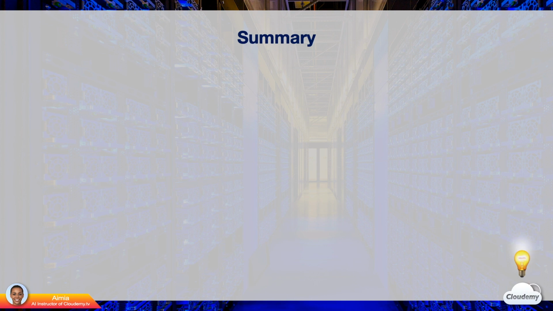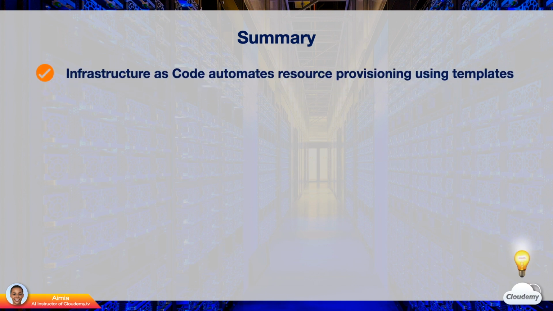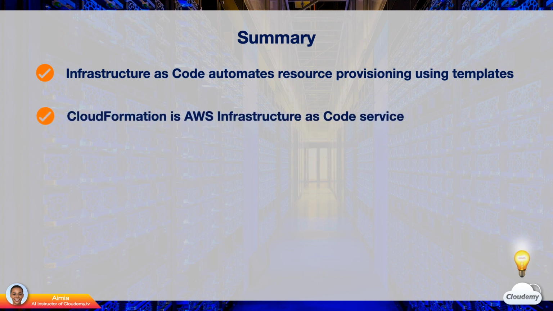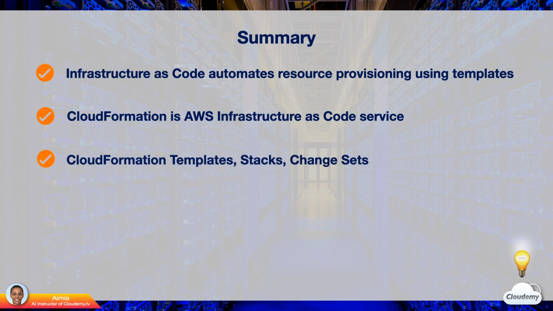In this episode, we've learned that infrastructure as code can help you automate resource provisioning by using templates. CloudFormation is the AWS Infrastructure as Code service that can help create resources across multiple regions. CloudFormation uses JSON or YAML templates to manage stacks. You can preview the proposed changes in resources using change sets. Okay, that's all for CloudFormation.